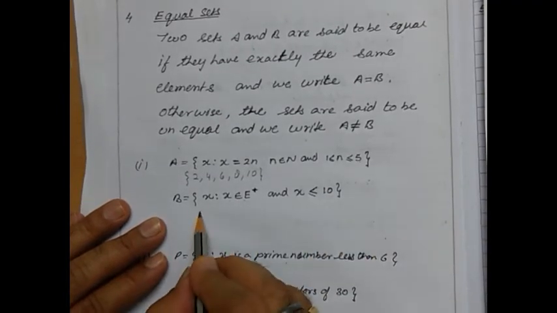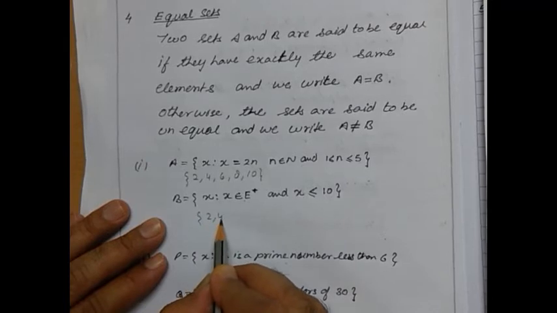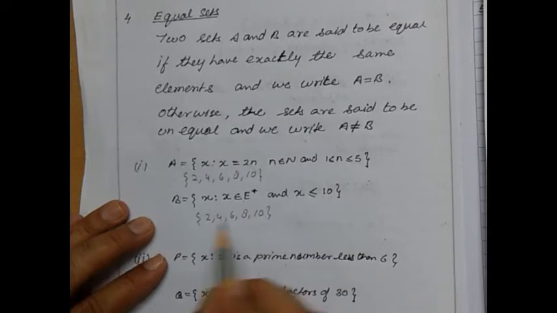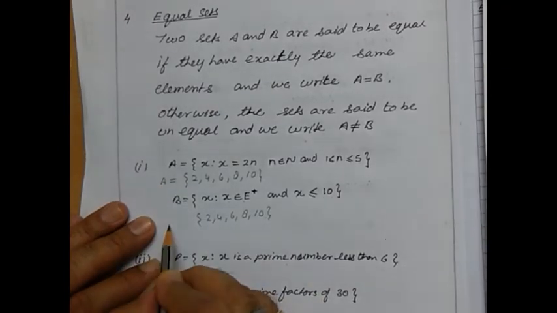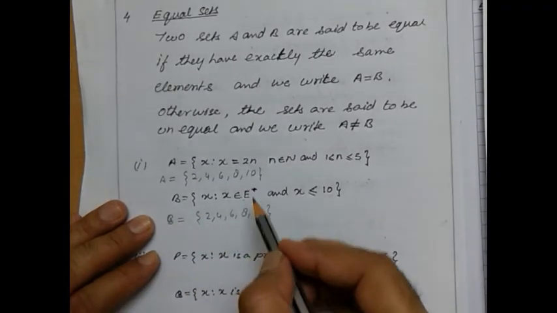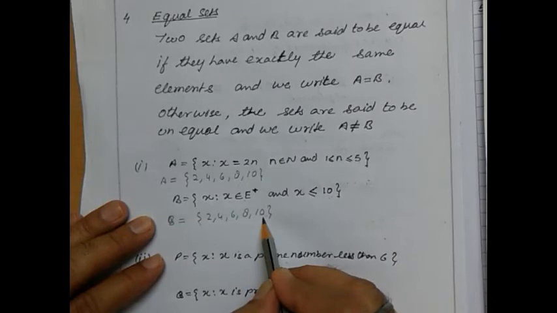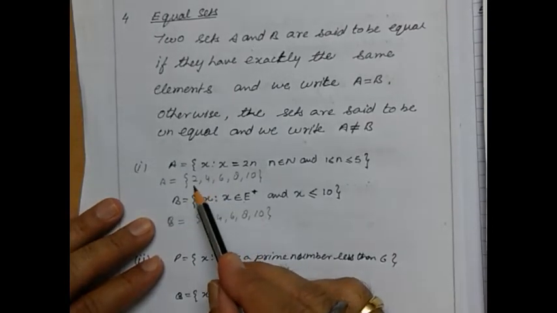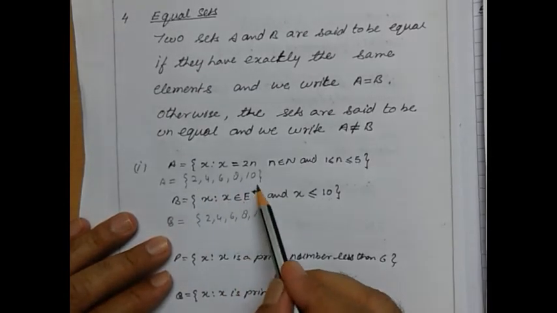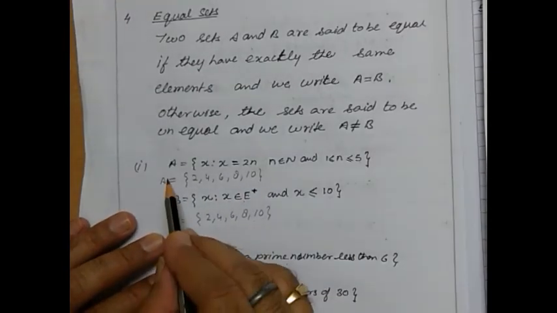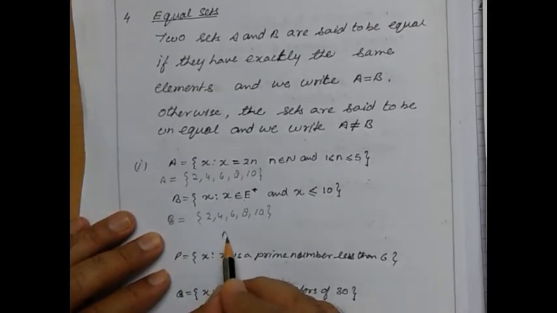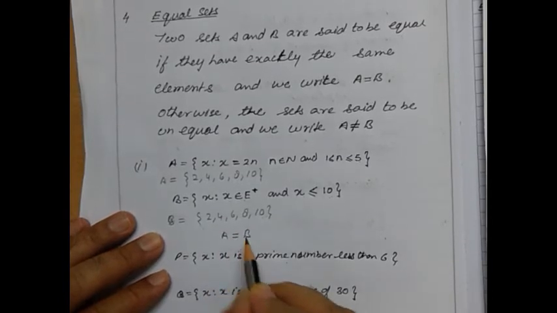So here if we list the numbers, we get 2, 4, 6, 8 and 10. Now here if we see set A and set B, both have the same number of elements, as well as the elements are the same. So when these two sets have the same number of elements as well as all the elements equal, then we say A and B are equal sets, and we represent it as A is equal to B.